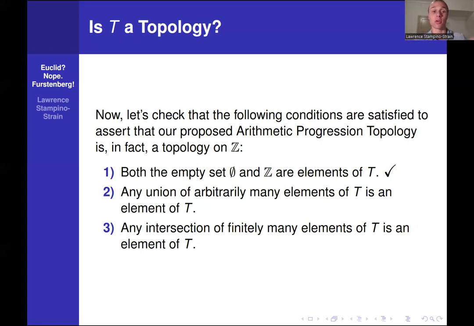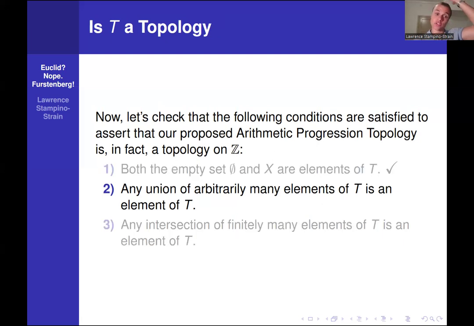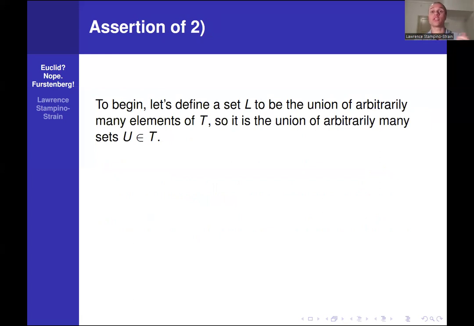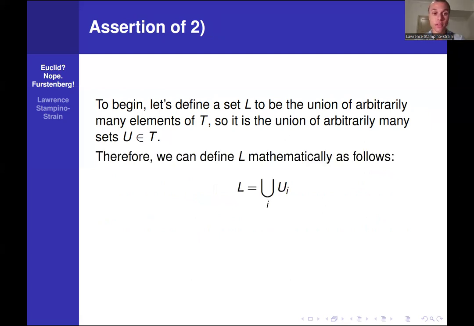Our second condition is a little bit more complicated. We have to show that any union of arbitrarily many elements of T is also an element of T, right? So to assert that number 2 is true, we define a set L to be the union of arbitrarily many elements of T. So it is the union of arbitrarily many sets U_i in T. Therefore, we can define L mathematically as follows.